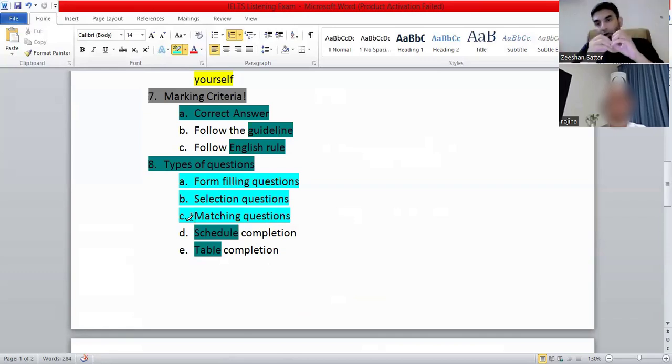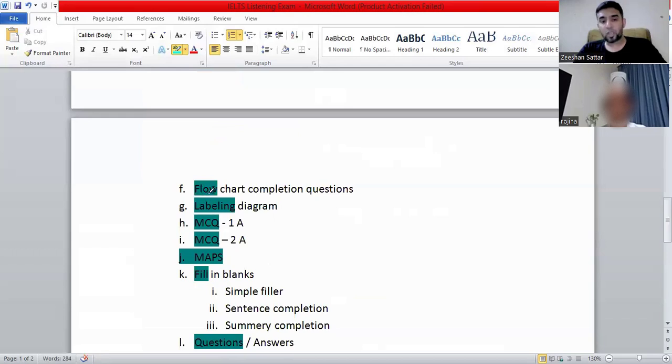And this way you have to create a match. Schedule completion, table completion questions, and flow chart completion questions are very less common nowadays in the exam, but we will do them. Labeling the diagram: you have to mention the parts of the diagram in the question, and that diagram will be given by the examiner. And MCQs: multiple choice question with a single answer, multiple choice question with double answer, maps.